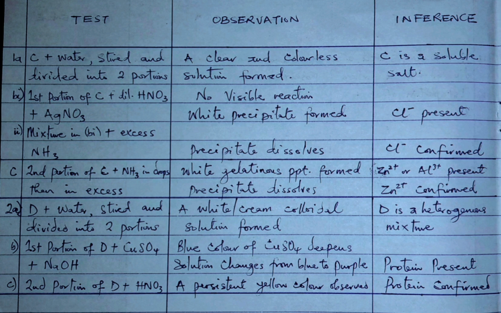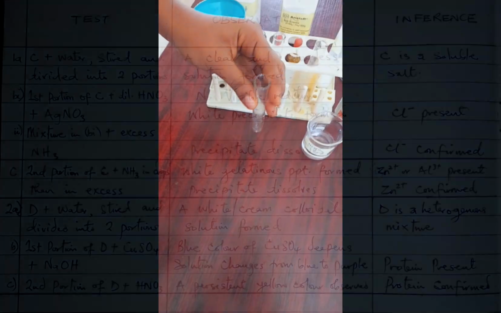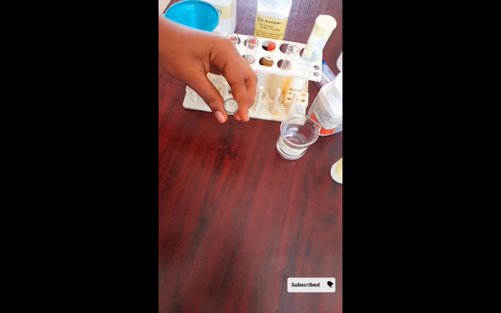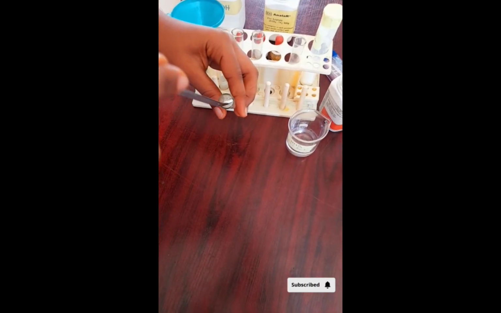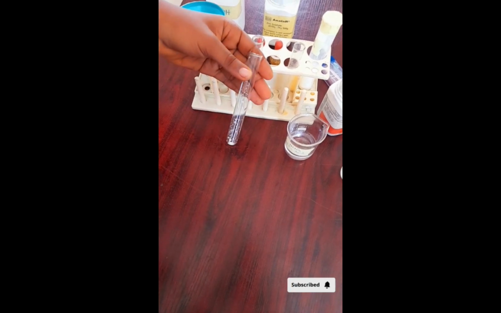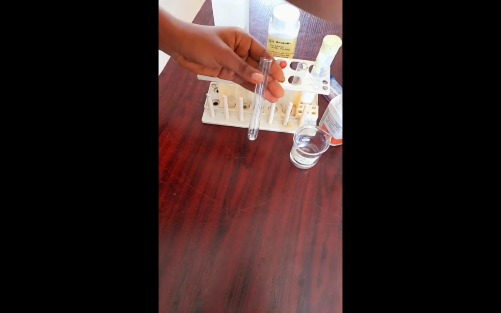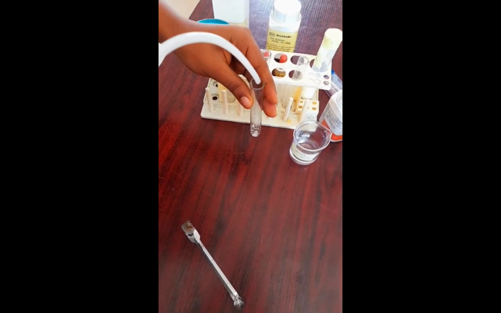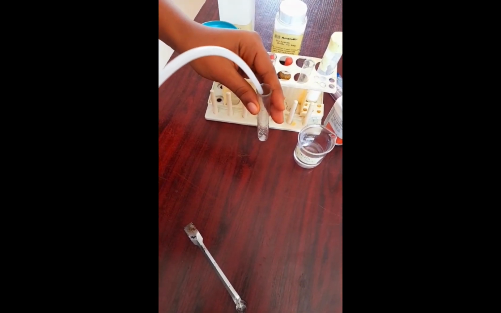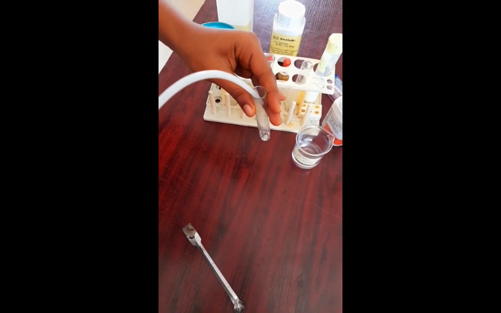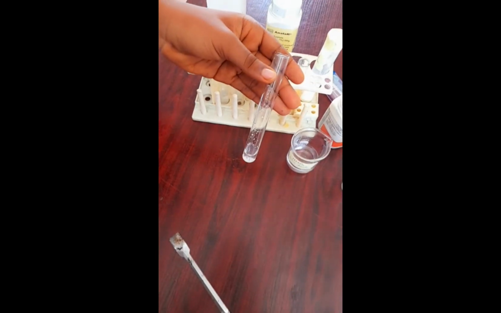All right, so let's see how that is carried out. So here is the practical. We add the salt that contains the chloride ion into a test tube. You know, this is C. We add C into a test tube, and then we add water. Remember, it was C plus water.